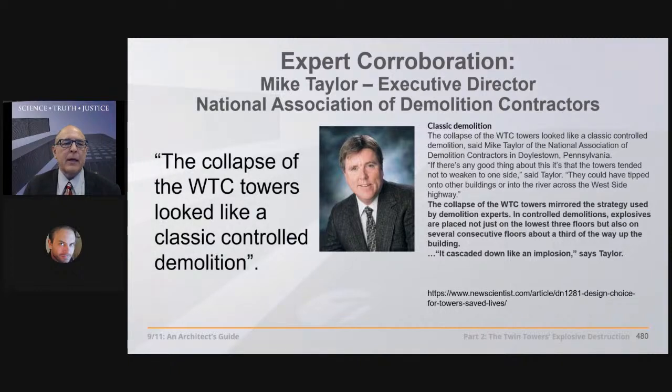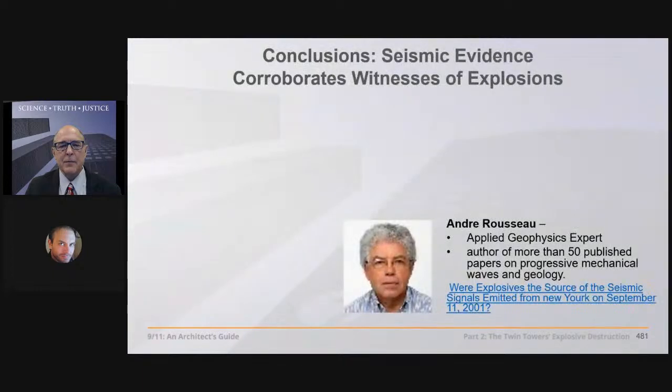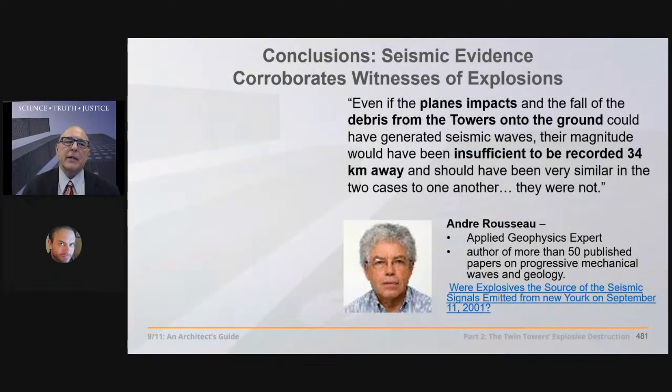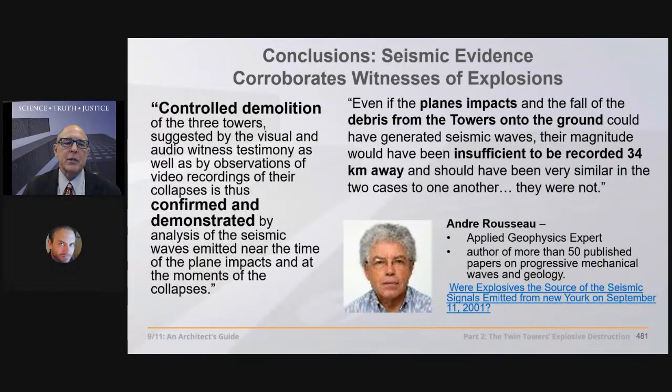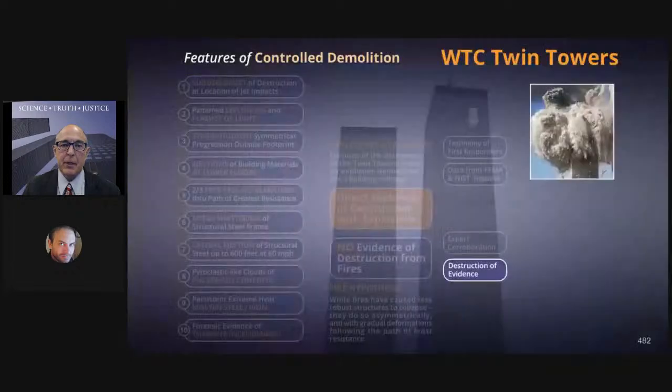Mike Taylor: The collapse of the World Trade Center towers looked like a classic controlled demolition. He's the executive director of the National Association of Demolition Contractors. And Andre Rousseau, whom we've been looking at, who says, even if the plane's impacts and the fall of the debris in the towers and the ground could have generated seismic waves, their magnitude would have been insufficient to be recorded 20 miles away, and should have been very similar in two cases, one to the other. They were not. Controlled demolition is confirmed and demonstrated by his work, which we've only summarized in this paper.